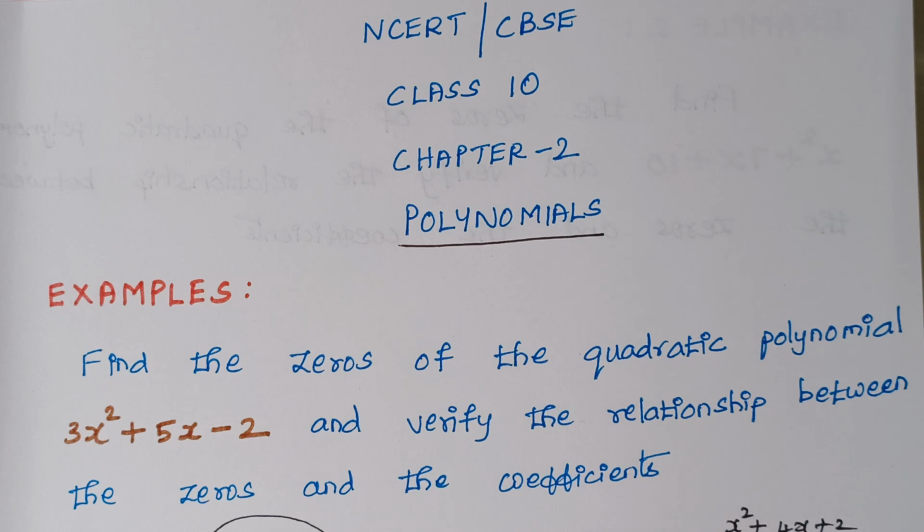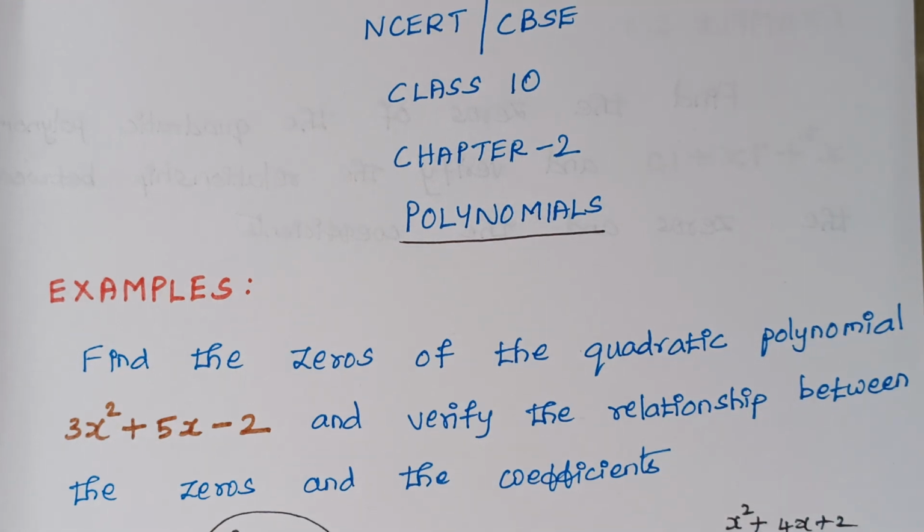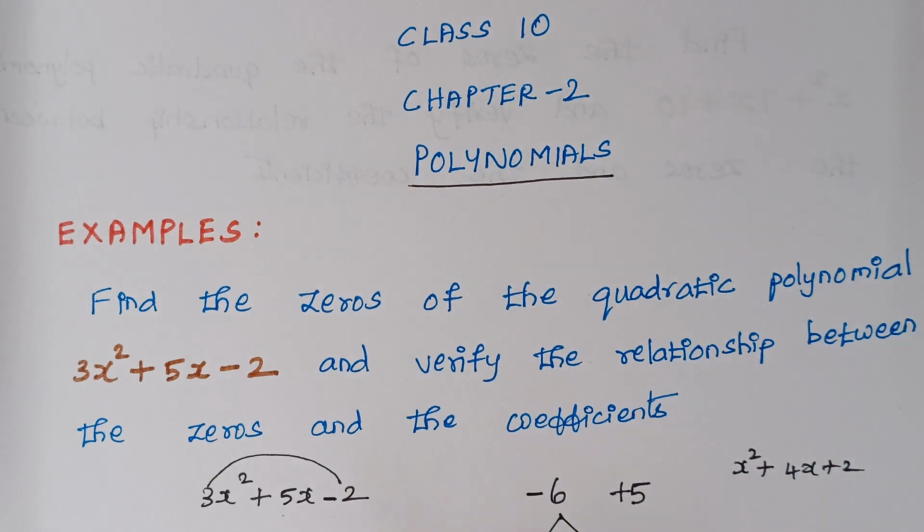Today we are going to solve Maths Class 10 NCERT syllabus Chapter 2 example problems. And the problem is: find the zeros of the quadratic polynomial 3x square plus 5x minus 2 and verify the relationship between the zeros and the coefficients. So this is our given problem.